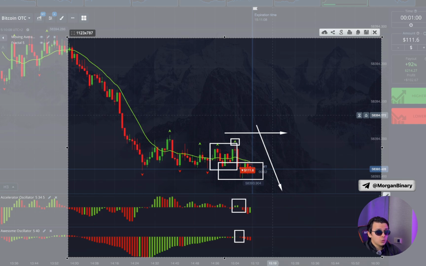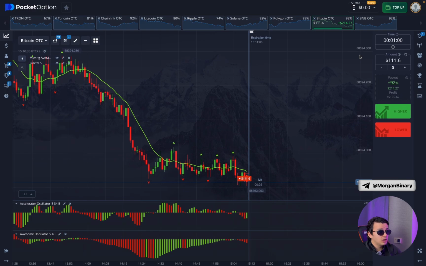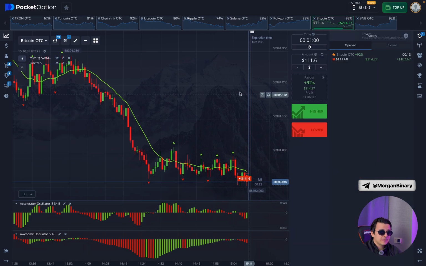Great, and we have confirmation from both oscillators. The bars are red and they are below the average. So let's see the result.